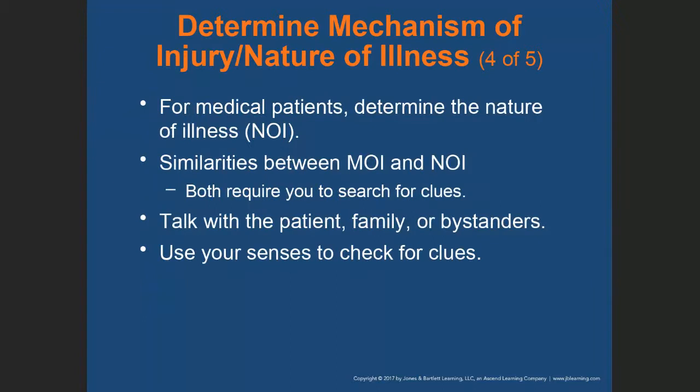All right, now when we start to talk about the nature of illness, the mechanism of injury is specific to your trauma patient. The nature of illness is specific to medical patients. So this is the medical patient's chief complaint, whatever the patient is complaining of. Difficulty breathing, chest pain, severe abdominal pain, severe headache with nausea. Right? So whatever the patient complains of is the chief complaint or nature of illness.